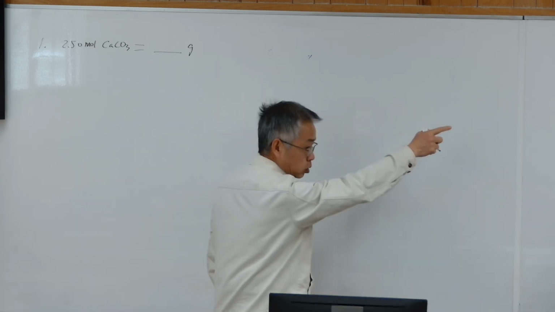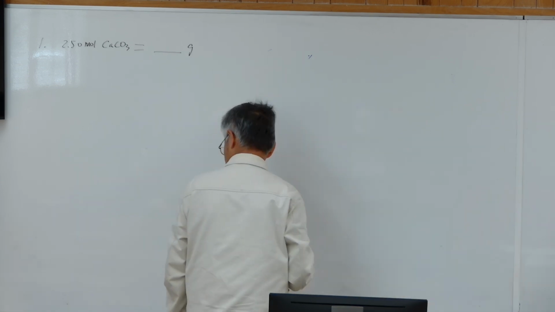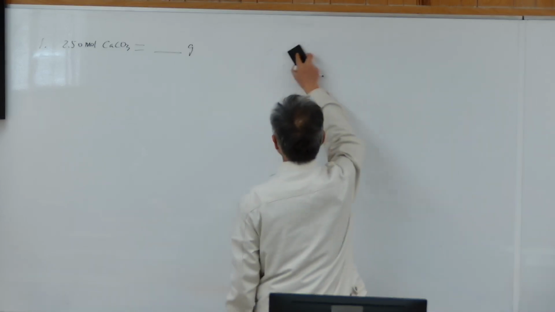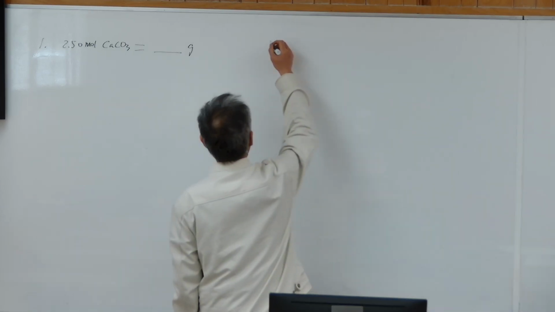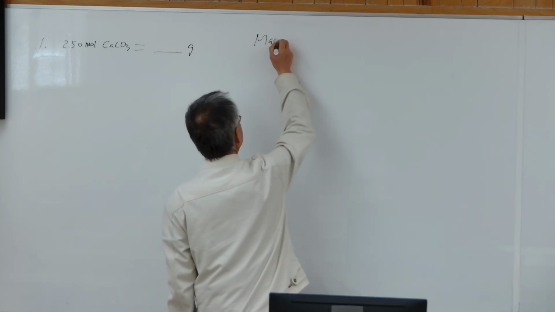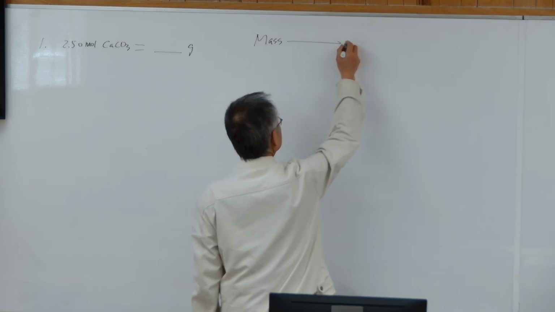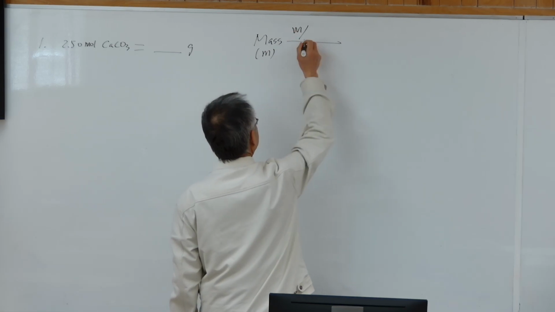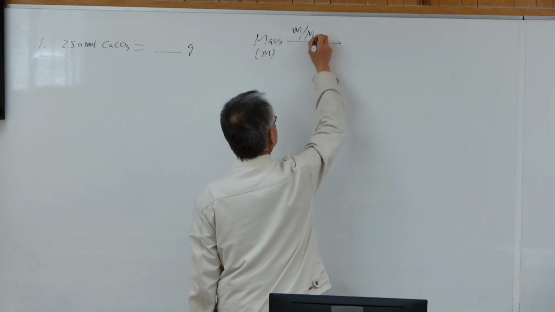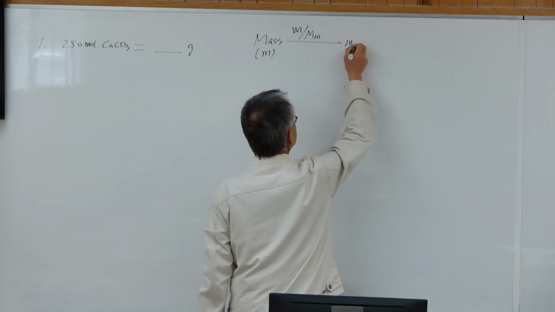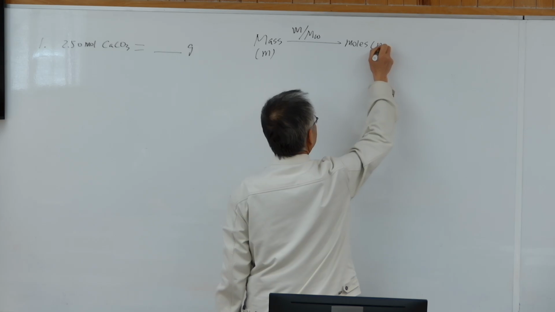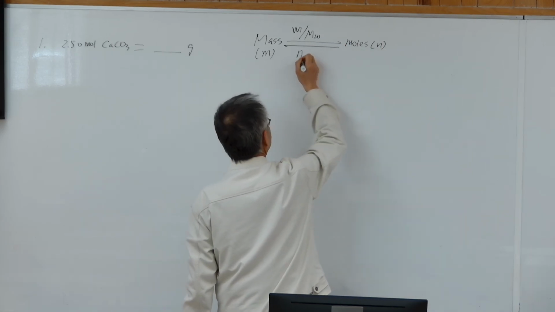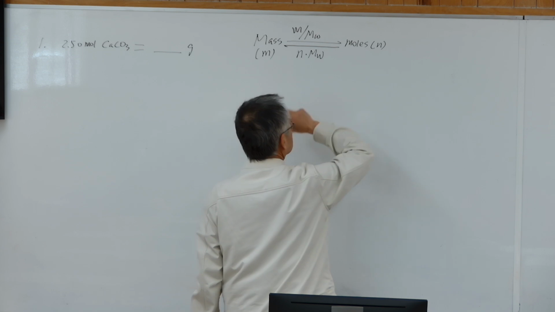I used to be right in that corner many times. So the relationship between mass, moles, and the number of molecules is this. Mass, lowercase m, divided by molar mass, MW, you can find the moles. Then from moles back to mass is moles multiplied by molar mass.